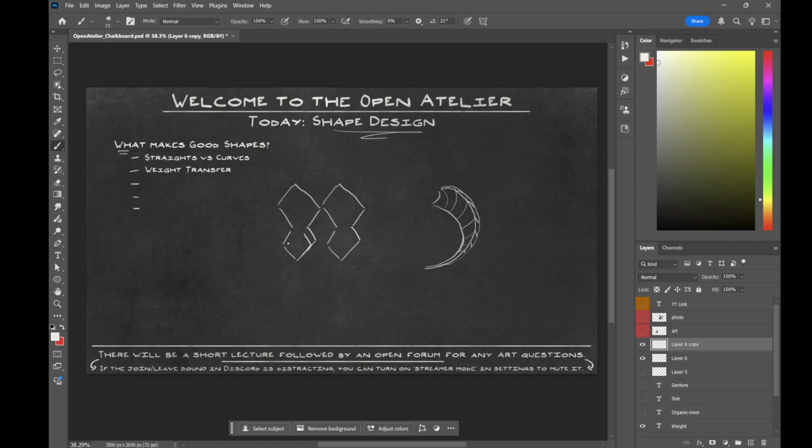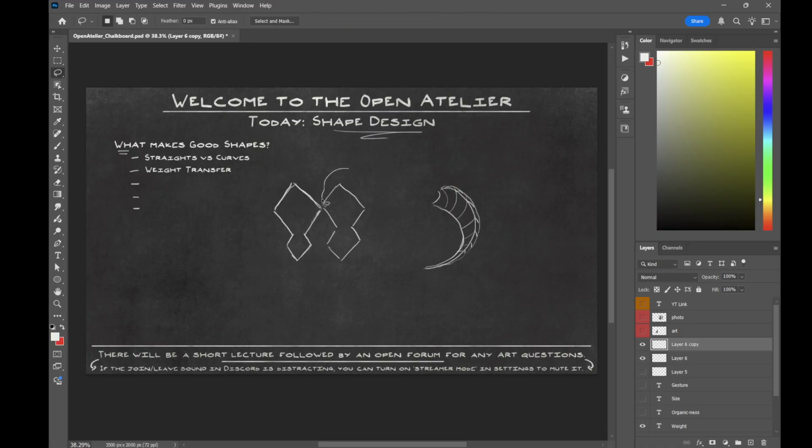We can push one part of that shape bigger or smaller to try to show more weight transfer on one side or the other. So for example, I could take this and make it just a little bit smaller and narrower, like this. And then I could take the top side and push it out a little bit more. So I haven't really changed any of the lines.